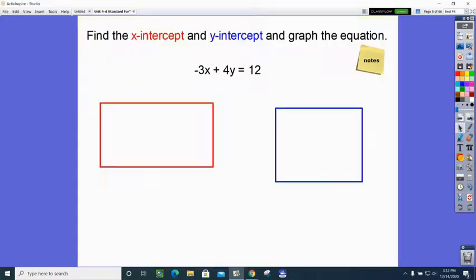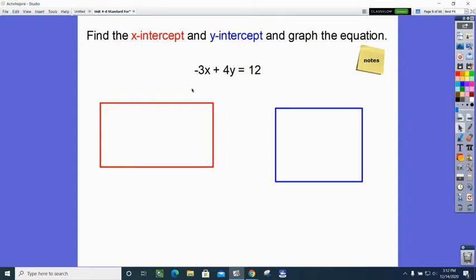Let's do another one here. So here is one for you to do. Find the x and y intercepts, and then we're going to graph it. So again, you're going to need some coordinate graph paper, your notes page, whatever, so that you're working with me as we go through these.